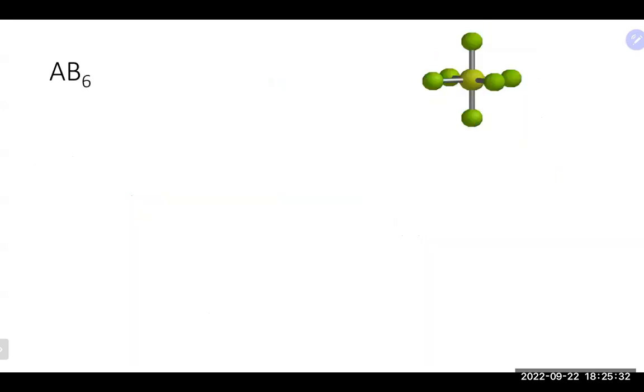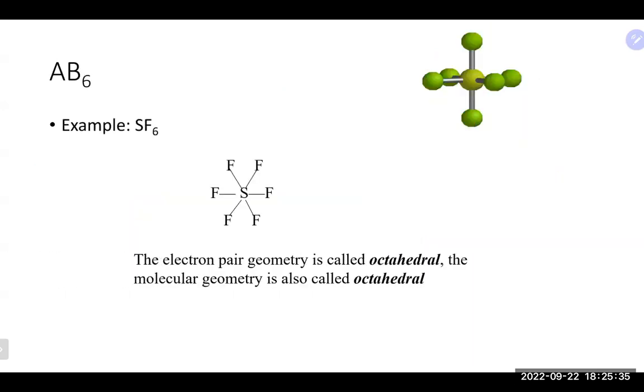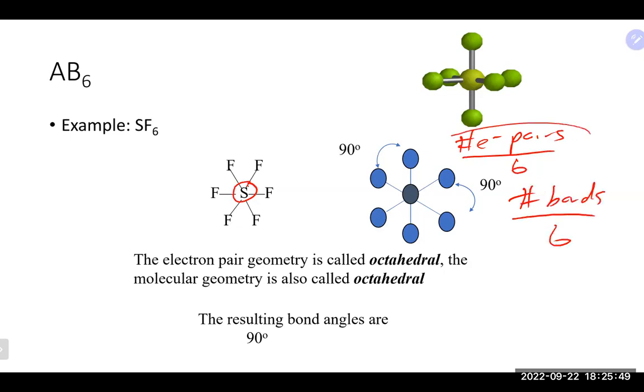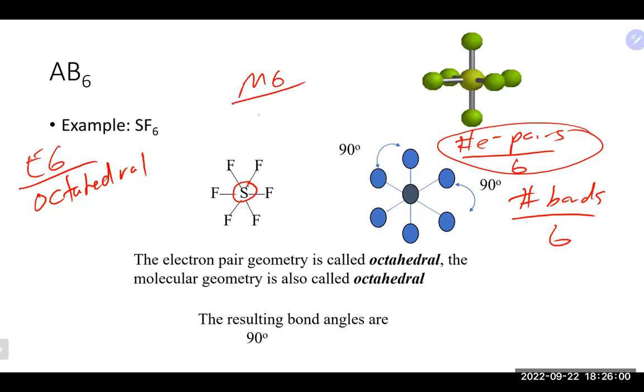The next expanded octet geometry is one where we have 6 electron pairs around it. And again, looking here, number of electron pairs is going to be 6. Number of bonds is also going to be 6. Something with 6 electron pairs around it, the electron pair geometry name is octahedral. And once again, they're all bonded pairs, which means the molecular geometry name is also going to be octahedral here. This has bond angles of 90 degrees, so a little right angle action happening in this particular case.